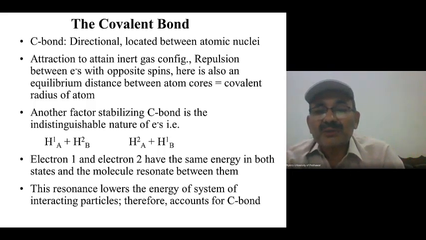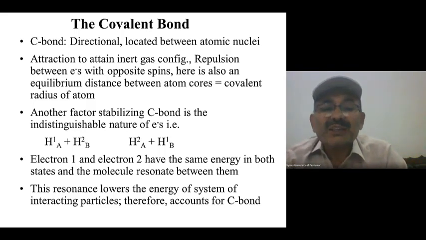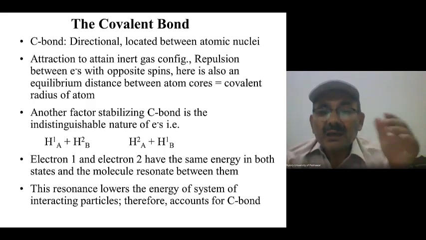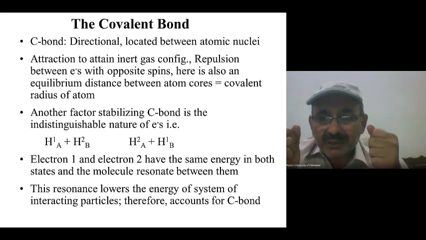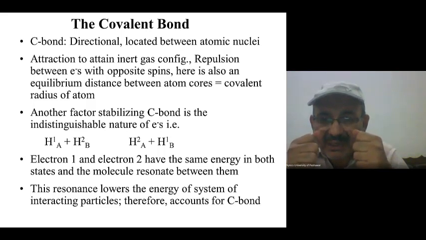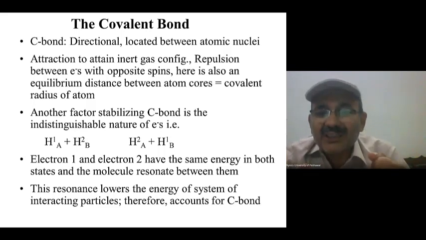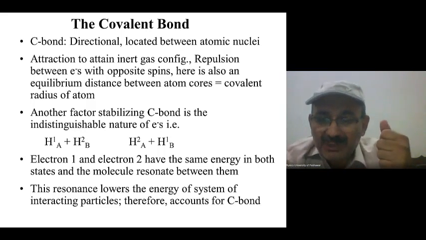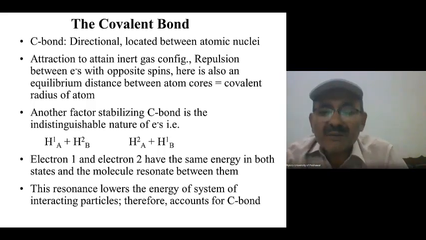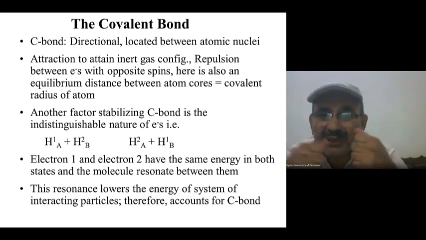Here is also an equilibrium distance between atomic cores, which is called the covalent radius of atom. When you bring the two atoms together, and when the orbits start to mix up, the electrons don't find different quantum states in the same shell, then they start to repel. They increase the energy. The energy is not going down. When the energy is going down, attraction occurs. But when the energy is going up, repulsion will occur to minimize the energy. And that is why they have a covalent radius. You can't go beyond that point.